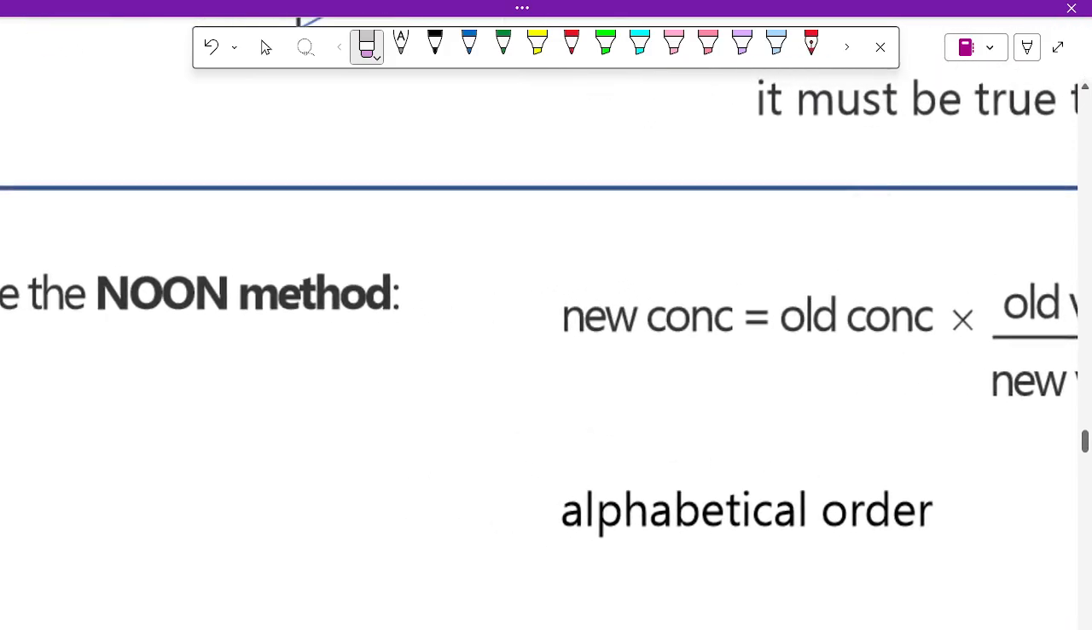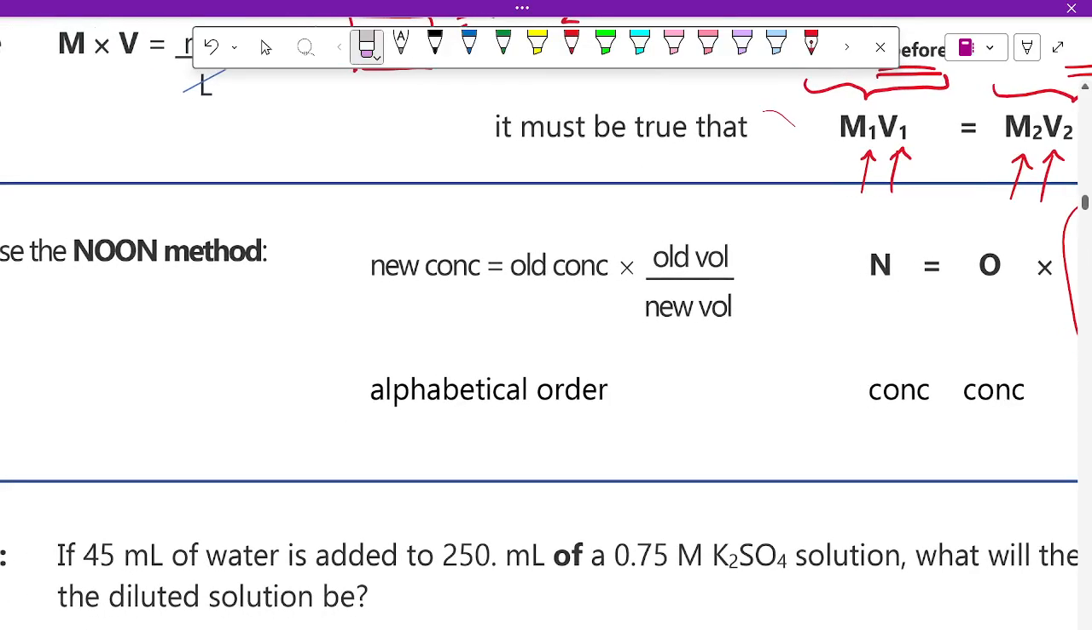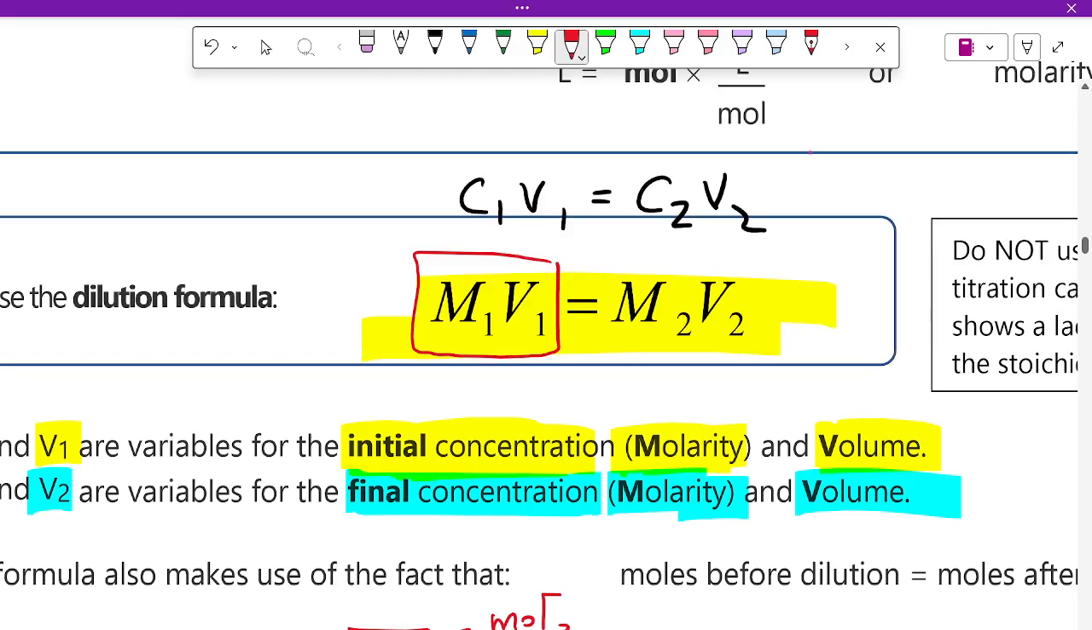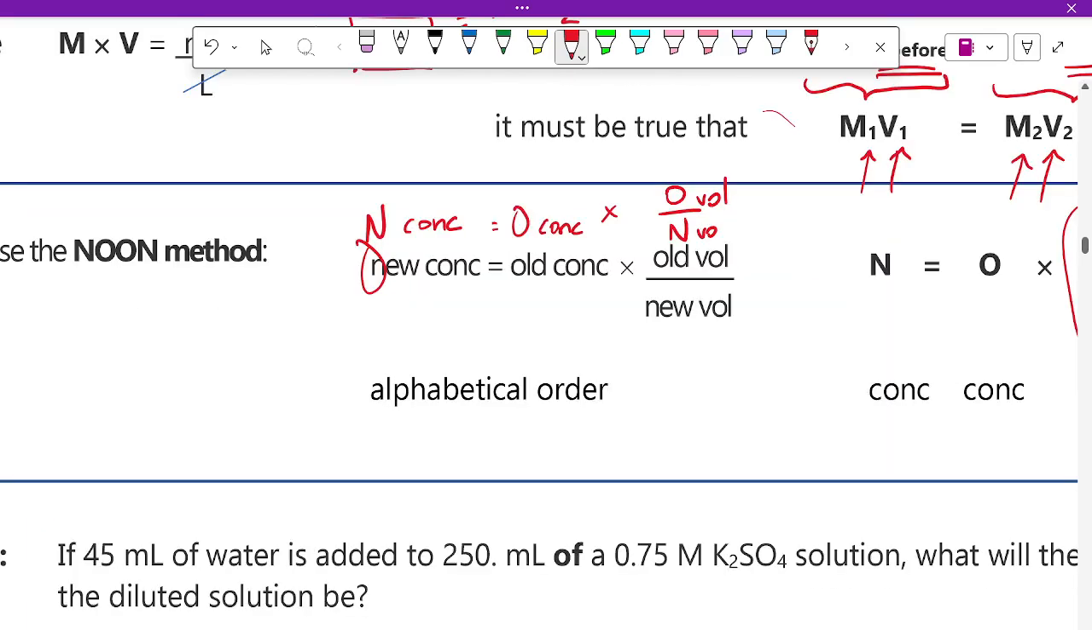I call it the noon method because if we read from left to right, our new concentration is equal to our old concentration times our old volume over our new volume. So it's concentration, concentration, volume, volume. It's actually this same formula just rearranged.